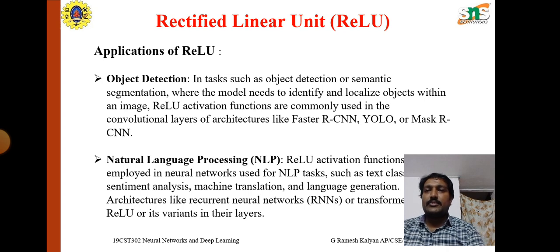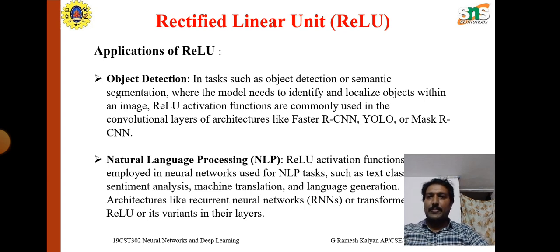The next one is object detection. In object detection or semantic segmentation, the model needs to identify and localize objects within an image, and rectified linear unit activation functions are commonly used in the convolution layers, in architectures like Faster R-CNN, YOLO, or Mask R-CNN. These functions are most commonly used in the convolution layers of convolutional neural networks.